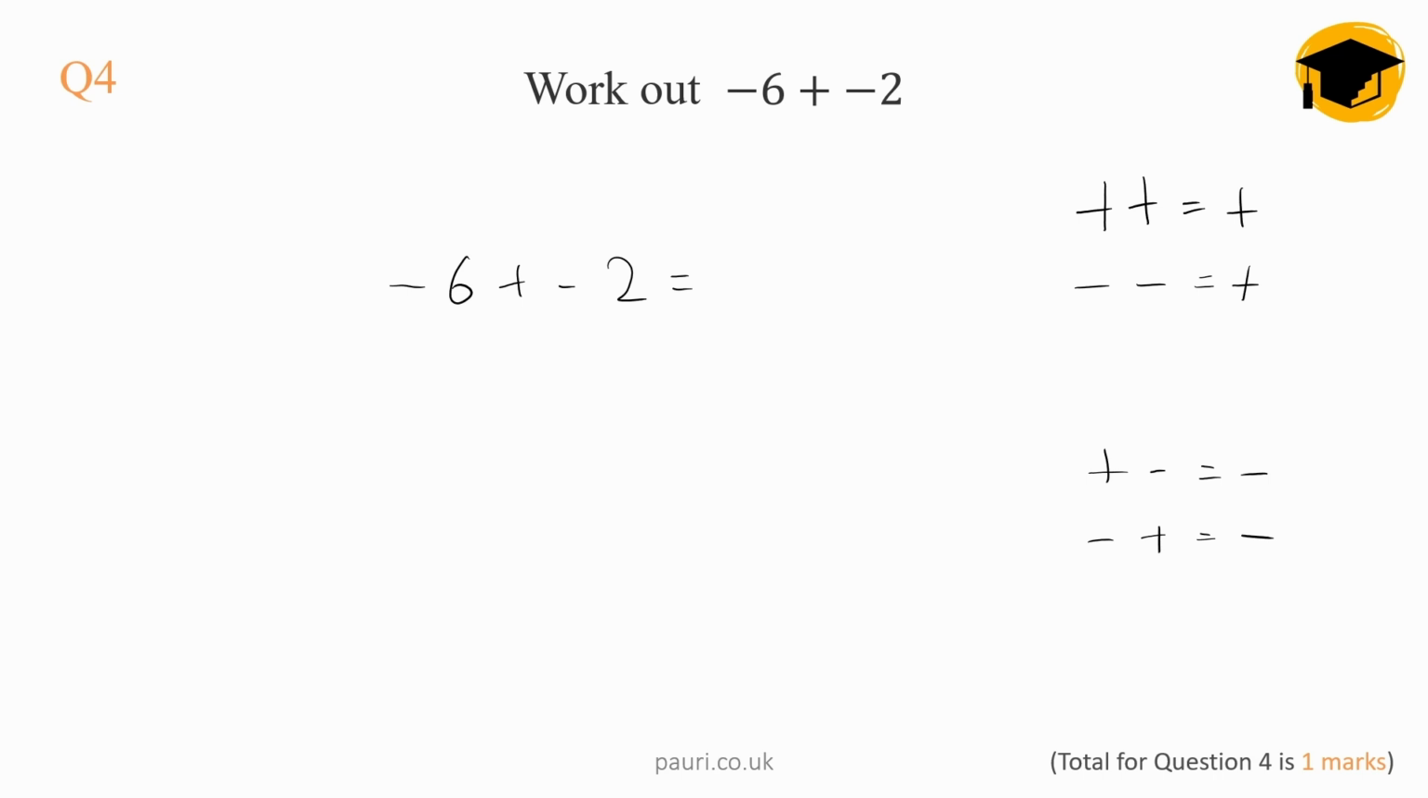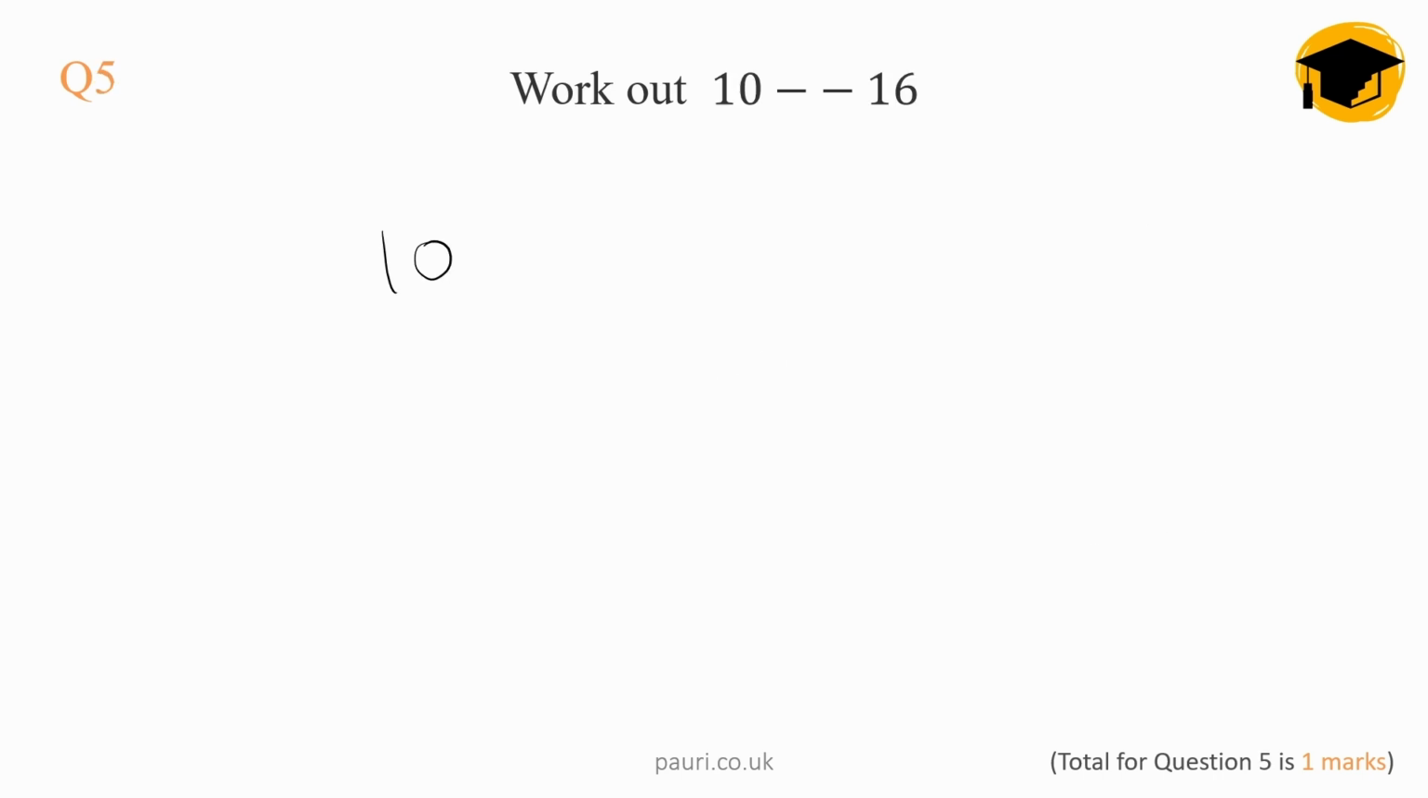So let's simplify the question. -6 plus and a minus is a minus. -6 minus 2 is -8. 10 minus -16. Minus and a minus is a plus. 10 plus 16 is 26.